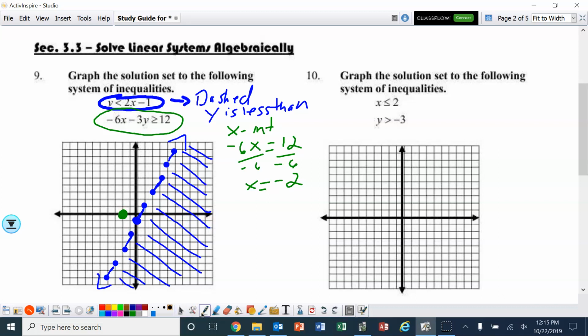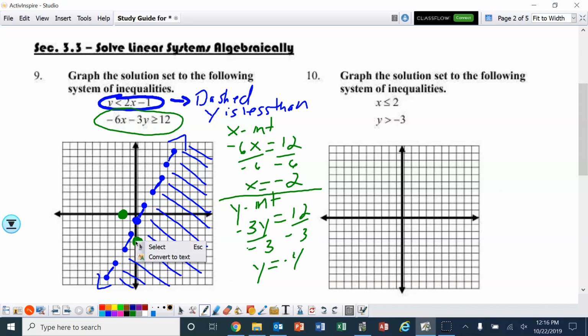Okay, and the y-intercept, well, that's a little thick. Let me change that. Let's see, that'll be -3y equals 12, divide by -3. So y is -4. All right, so the y-intercept is -4. All right, what type of line is it? Well, based on the inequality, it looks like it's going to be a solid line.